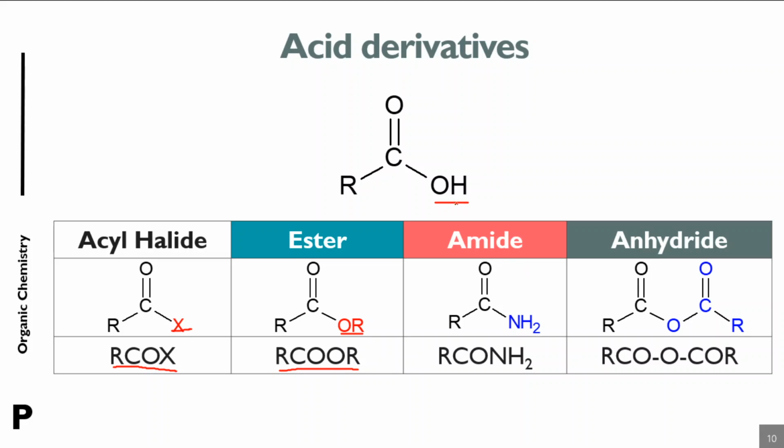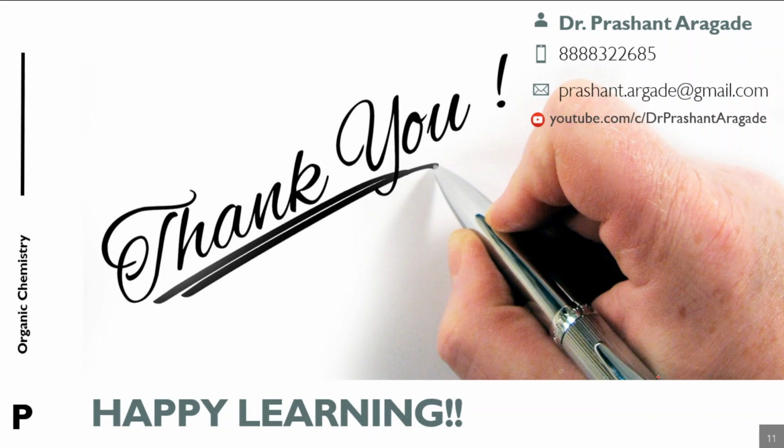RCOOR. If the hydroxyl group is replaced by an amine group, then that functional group is called an amide, represented by RCONH2. If the hydroxyl group is replaced by acyl plus oxygen, then it is called an anhydride, and it is represented by RCOOCOR. So this is all about the carbonyl functional groups.